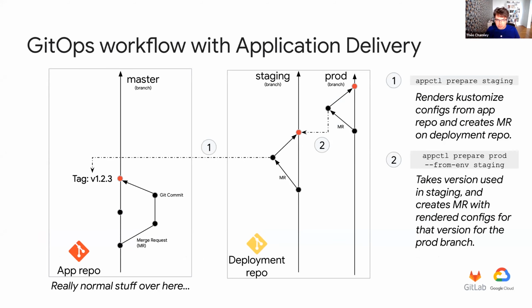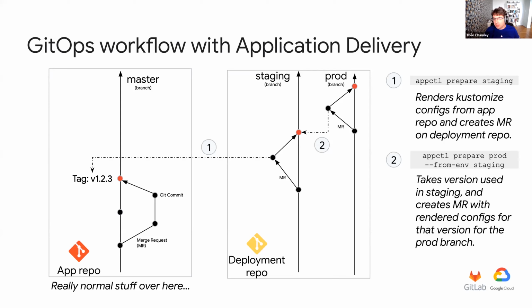So just to make things a bit more visual, those are diagrams of your two Git repositories for that whole workflow. So on the left, once again, we have the application repository, and that's really a normal application repository where you have commits, you have merge requests, and you are going to tag things. And in that repository, you have your source code, and you have basically the templates for your Kubernetes configurations. When you run appctl prepare staging, we create a merge request on the staging branch of the deployment repository, okay, using the Kubernetes configurations from the last tag that you created, okay?